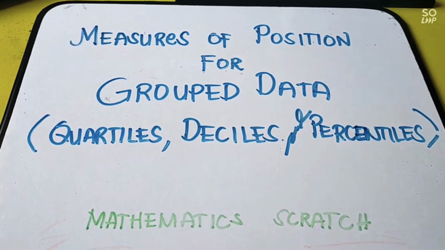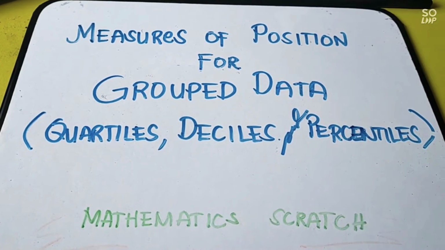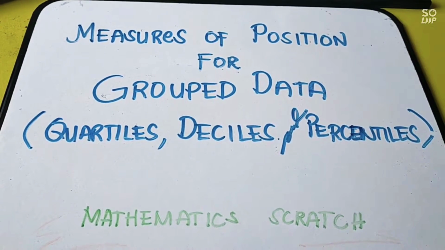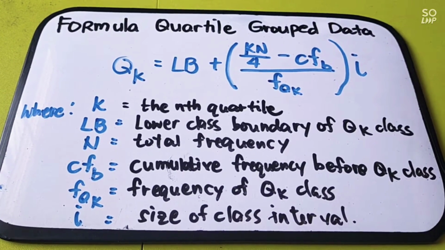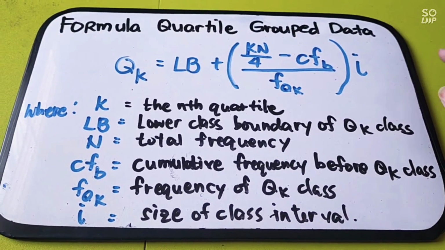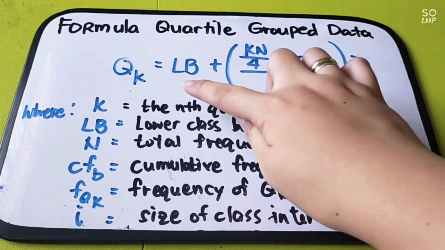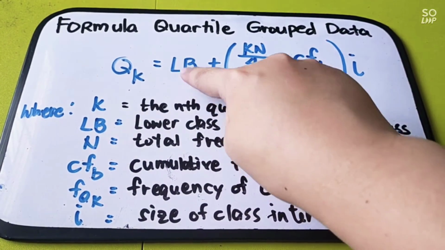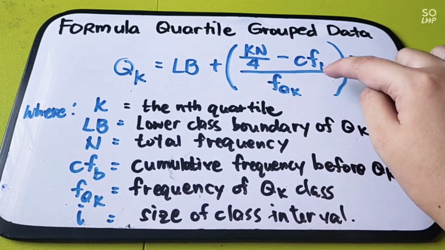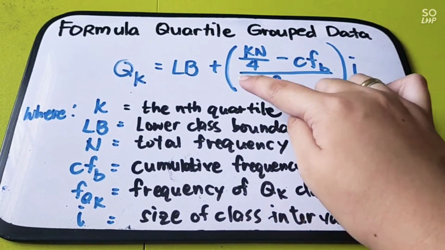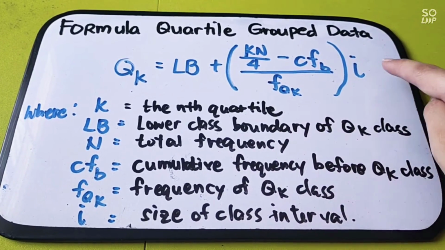For measures of position for group data, we have the quartiles, deciles, and percentiles. First, let us have the formula of the quartiles for the group data. So this is our main formula for the quartiles. We have Q sub K equals LB plus (Kn over 4 minus CF sub B) divided by F sub QK, multiplied by I.